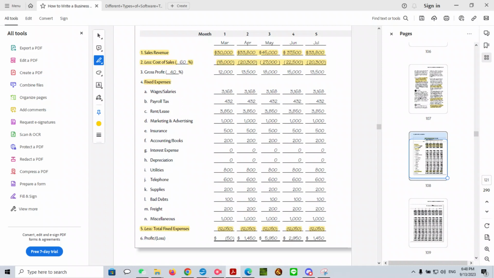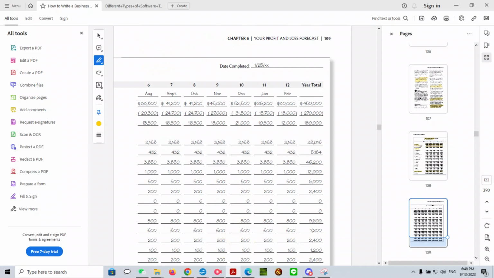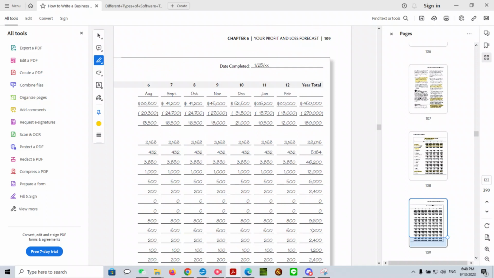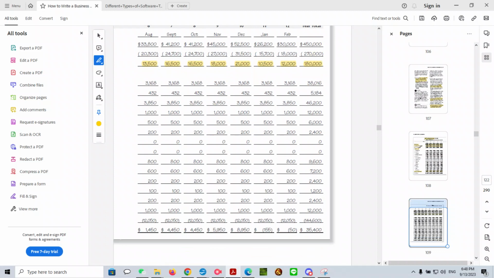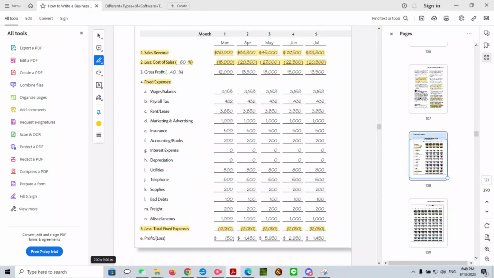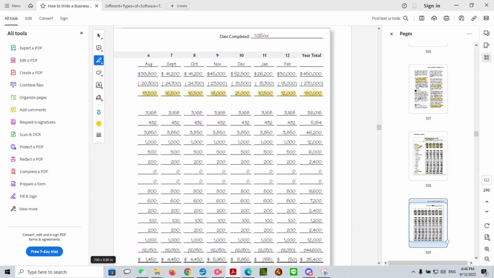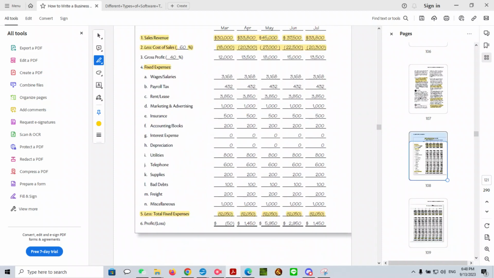Remember, for each month we're looking at the sales revenue, then the cost of sales in terms of percentage. What was the cost of the sale in terms of a percentage? Then what were our gross profits? Notice these totals are here. The important thing is we need to take those, the third category of numbers, and subtract it from the total fixed expenses.